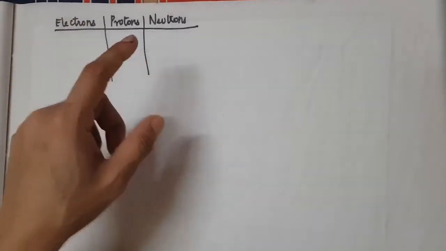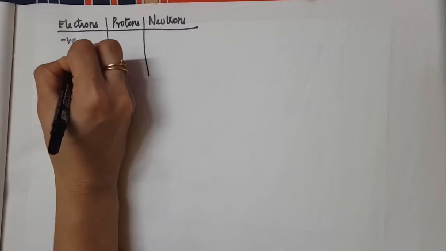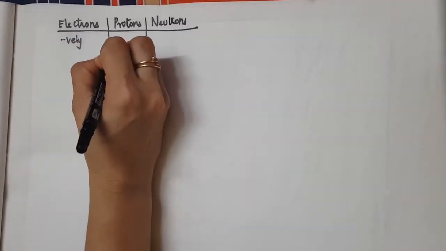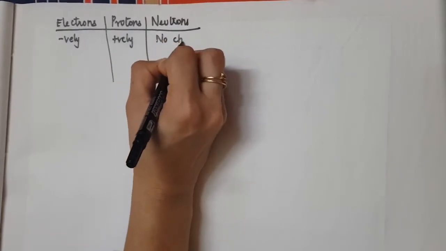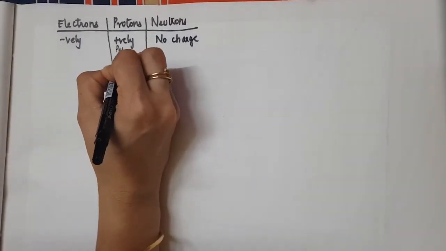So let's just wrap up. We have learned that an atom has 3 subatomic particles, that is, electrons, protons and neutrons. Electrons are negatively charged, protons are positively charged, and neutrons have no charge. If you're getting confused on how to remember these, positively charged means positive.